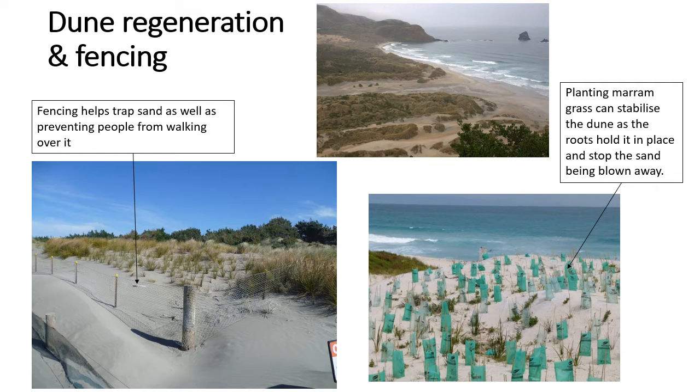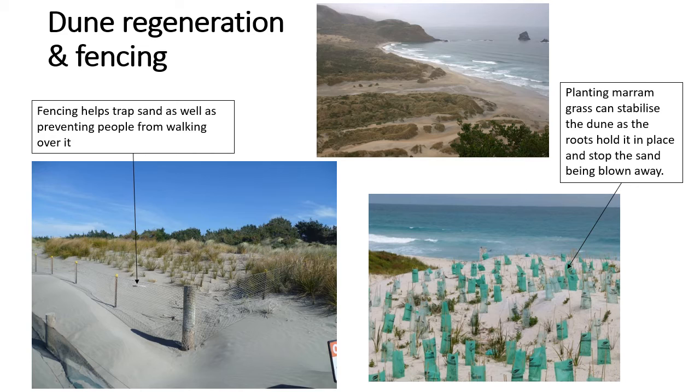Well, fencing is part of it. It traps the sand as well as preventing people from walking over it. Now, why is that important? Well, it's the vegetation. When people walk over a sand dune and trample the vegetation, it dies, and the roots of that vegetation therefore don't hold it together. So the sand is much more likely to get blown away.